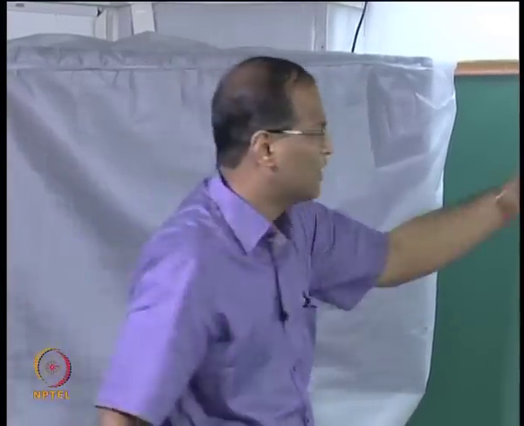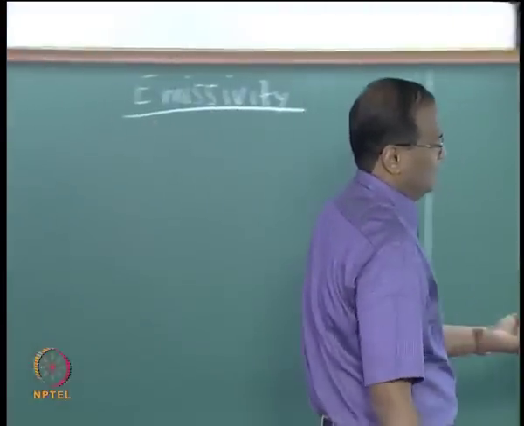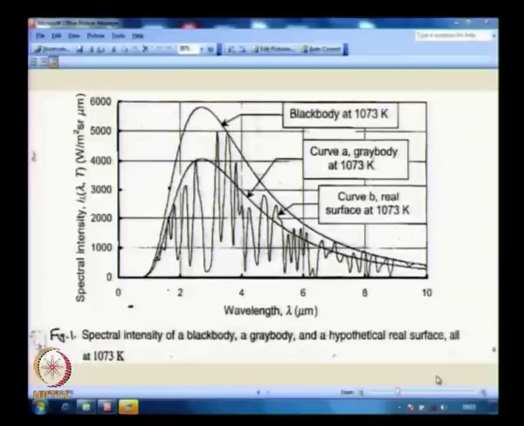Okay, so we will look at how to characterize surfaces which depart or deviate from black body behavior. Yesterday we looked at some pictorial representation of I_B lambda versus lambda, and I_B versus theta. We are looking at the spectral intensity of a black body, a gray body, and a hypothetical real surface all at about 800 degrees centigrade, which is the same as 1073 Kelvin.